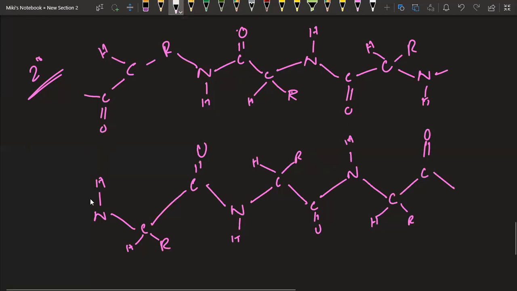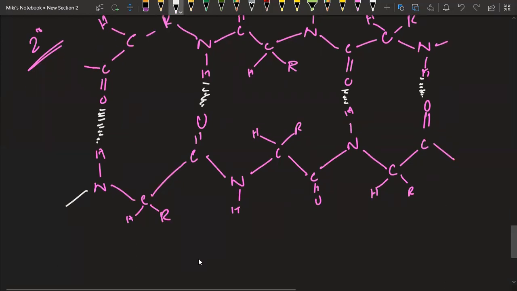Okay. Now see what can happen is this is the nitrogen, hydrogen, and this is the carbon, oxygen. They will have this bond between them. They will have this hydrogen bond between them. So these are the hydrogen bonds they are talking about in the secondary structure. This structure, which I've just drawn, is known as the beta pleated sheet.